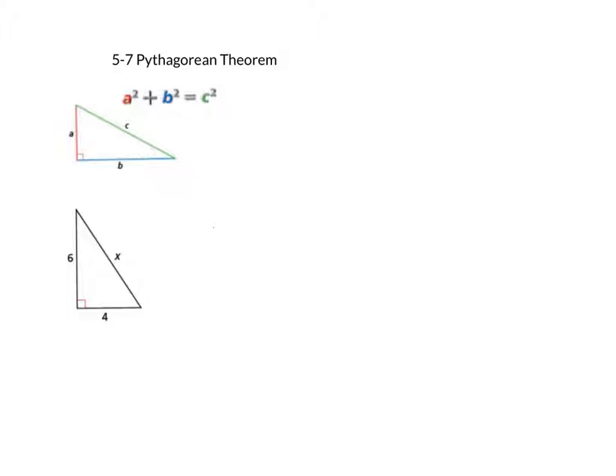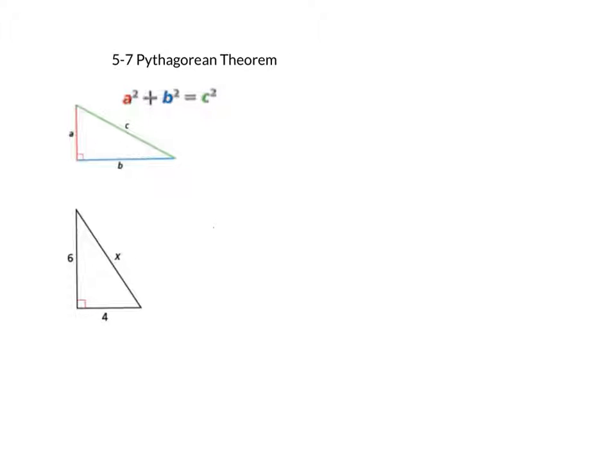Pythagorean theorem can be used to determine a missing side length of a right triangle. So you can be given two sides and you want to find the third. I want you to notice that sides A and B are both legs of the right triangle, and they can be interchanged because we're adding them.